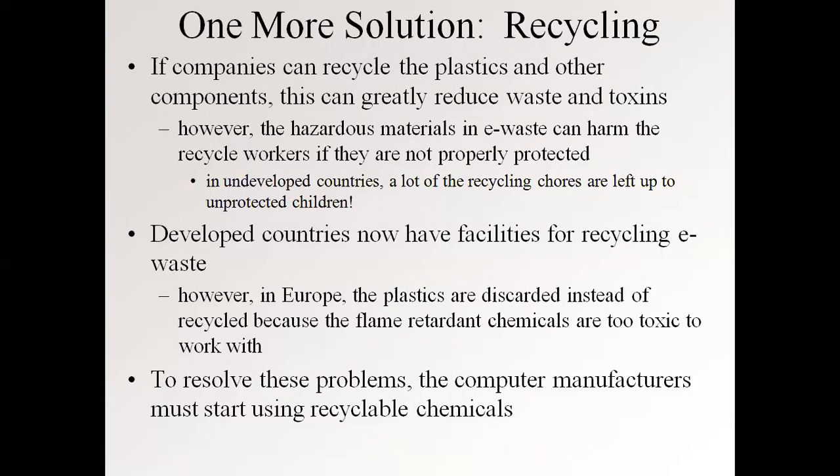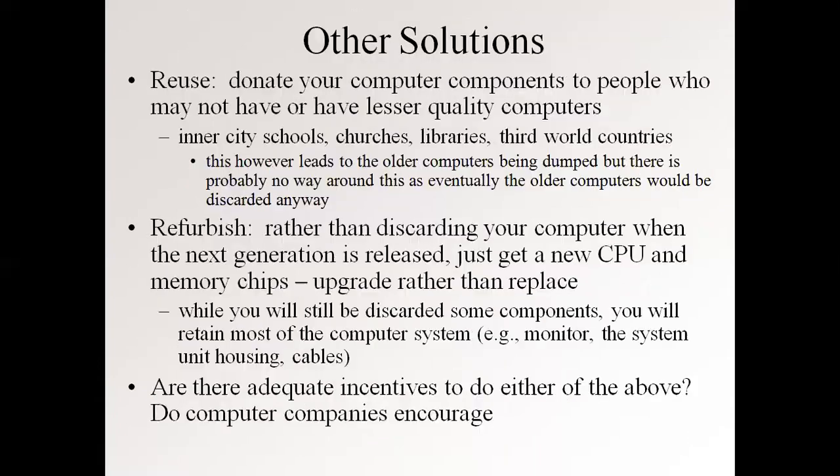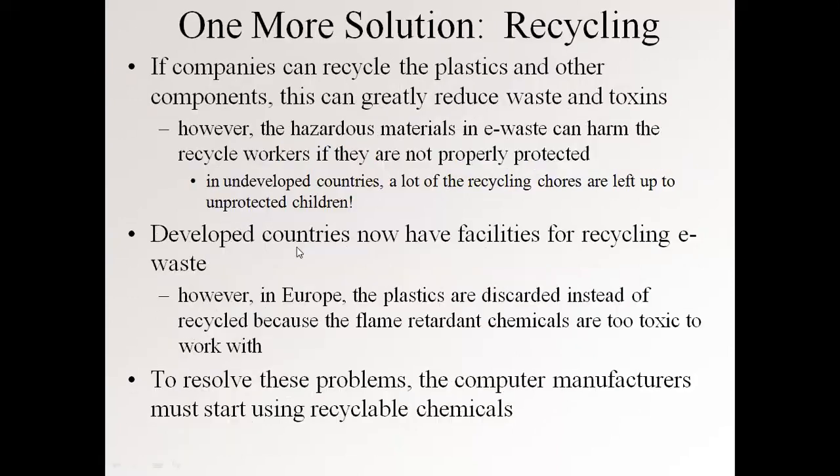So there are three ways we can sort out the problem. First is reuse, second is refurbish, and third is recycling. If companies can recycle the plastics and other components, this can greatly reduce waste and toxins.